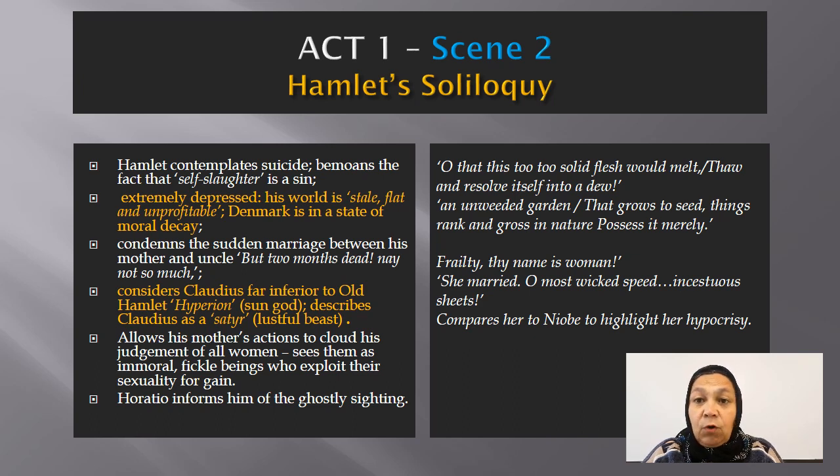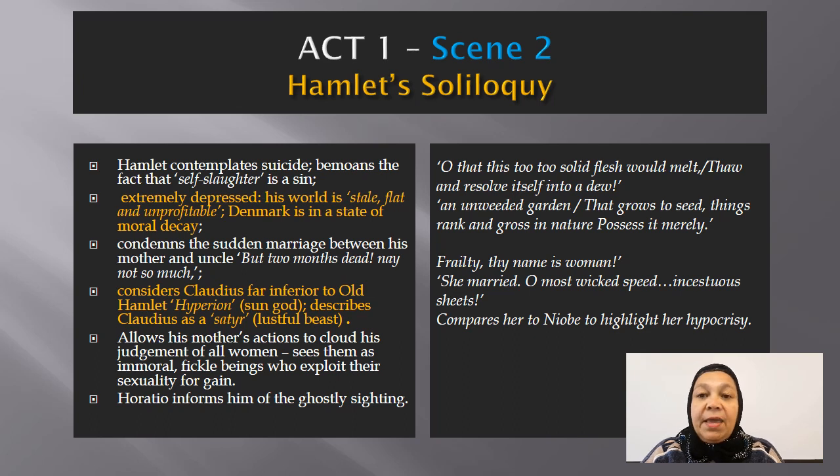Unfortunately for women and for Ophelia, he allows his mother's actions to cloud his judgment of all women. He says, "Frailty, thy name is woman." Why? Because his mother married his uncle so shortly after his father's death. He says, "She married, oh, most wicked speed." And he mentions the incestuous sheets. He sees all women as being immoral, fickle beings who exploit their sexuality for gain.